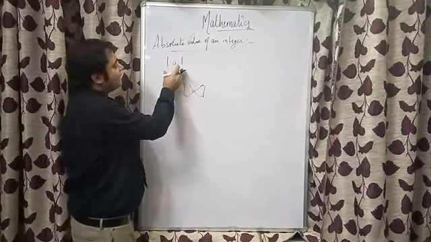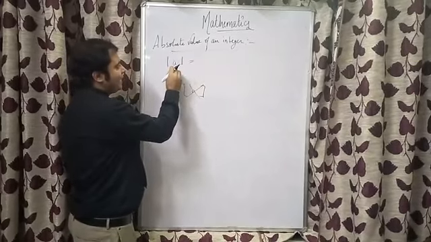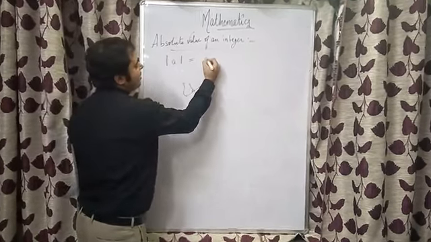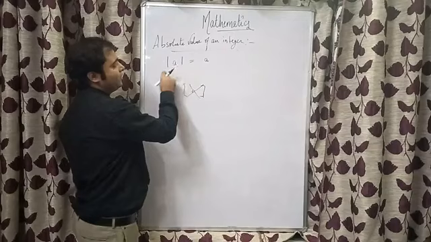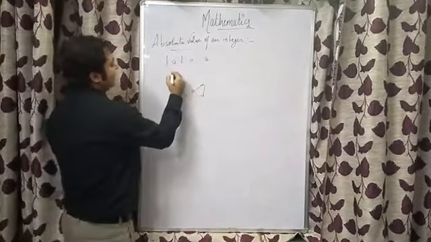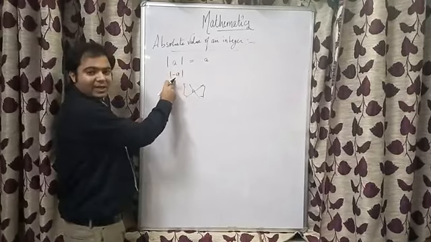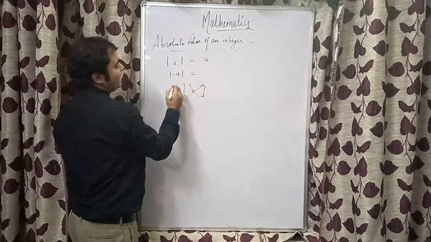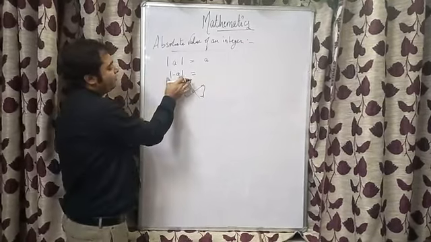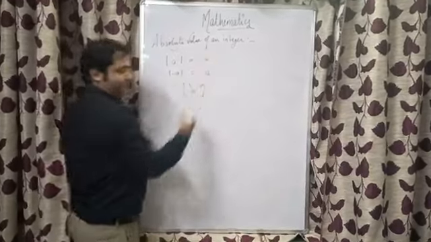Now what does it mean? It simply means whatever the numerical value a has, that will be written as it is without the two straight lines. For example, suppose the integer is minus a and we have to calculate mod of minus a. What will be mod of minus a? I said the numerical value regardless of the sign. We will remove these two lines, we will remove the negative sign and only a will come.